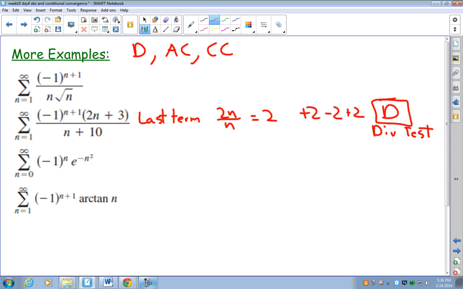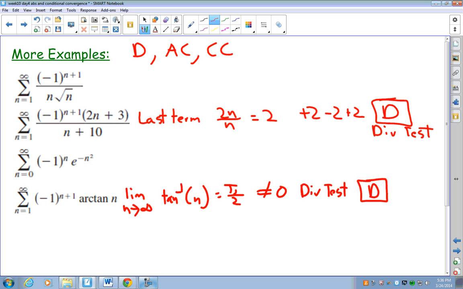Here, the limit as n goes to infinity of inverse tangent of n is pi over 2. That is not 0, so by the divergence test, this diverges. I love those guys. Now I'll look at some that actually work.